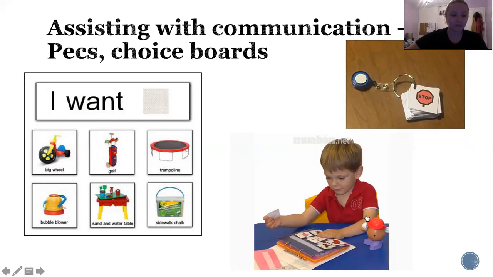Gesture or physical prompts may be required initially in order to teach the learner to use the choice board, but these prompts can be reduced or faded, so there is no reliance on instructor support.